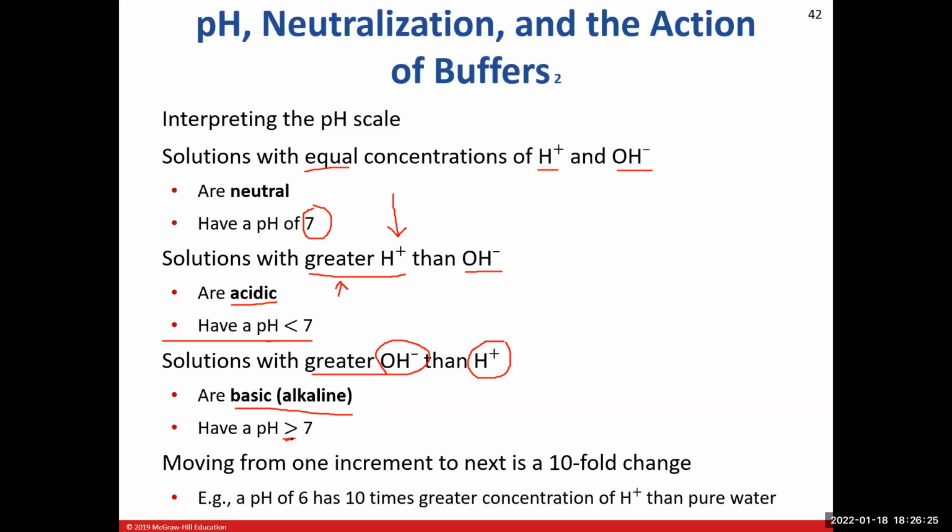And when we go from one value to the next, so if I go from a pH value of 7 to 6, I'm now less than 7. That means that solution is acidic. There's a 10 times greater concentration of hydrogen ions in my pH value of 6 compared to 7. Point being, as we move from one number to the next, it's a 10-fold change. That's what you need to know. As you go from one increment to the next, that's a 10-fold change.